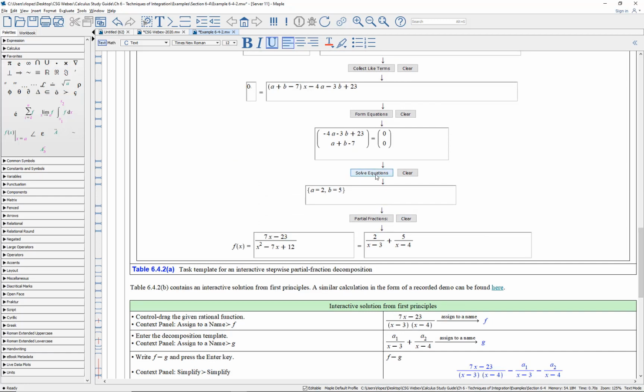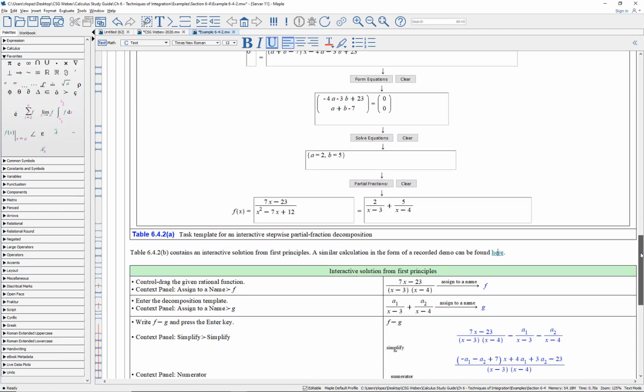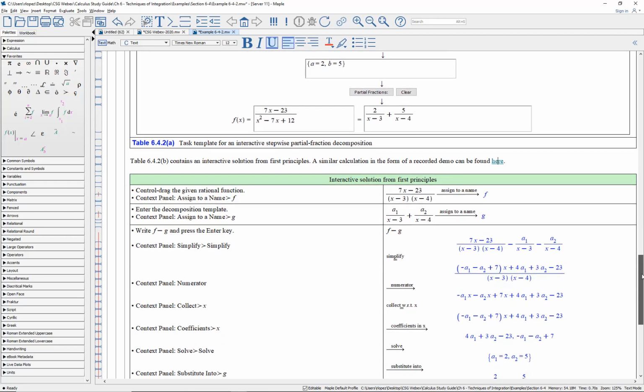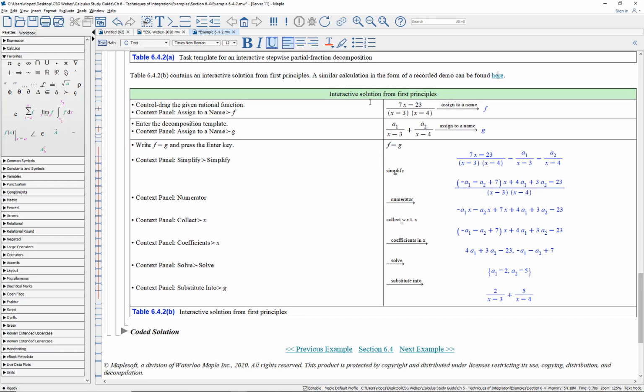This button solves the equations, gives you the values of parameters a and b, and this puts those numbers into the templates and shows you the decomposition. This link takes you to a recorded demo of a similar problem. It's one of the videos that's on the Maple website. An interactive solution from first principles.